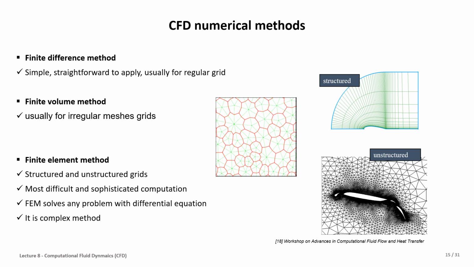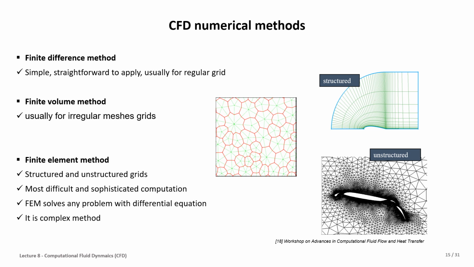The other one is the finite volume method. Usually it's used for irregular mesh grids. So when we have meshes which are not in the usual form, we can use the finite volume method. The other is the finite element method, which has much more power than the others. It works for structured and unstructured grids.